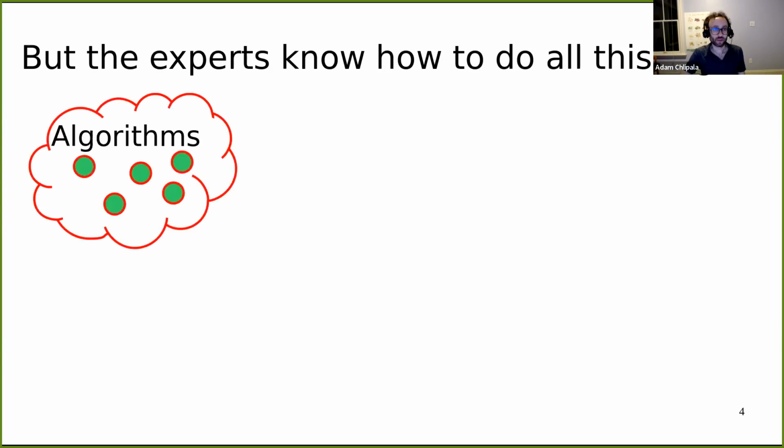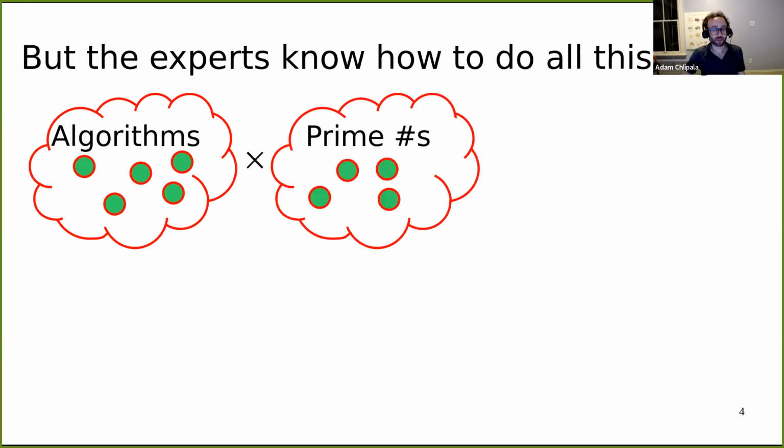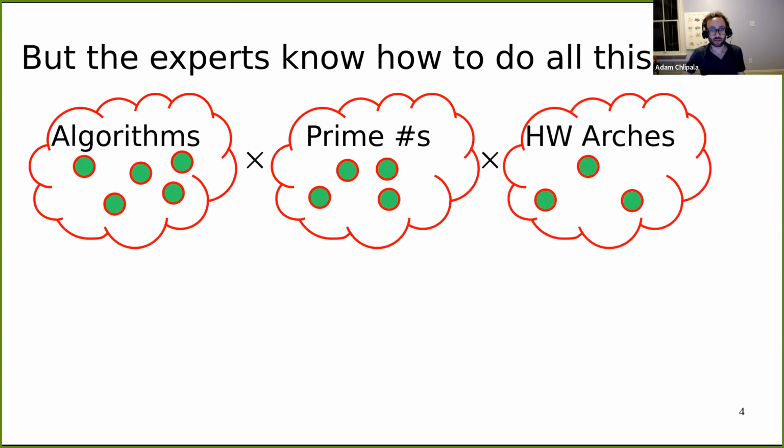Basically, in this world, there's a moderately large space of different algorithms that matter for different cryptographic standards. And there's a smaller but still non-trivial set of different prime numbers, large prime numbers, that are used as moduli of arithmetic in different standards. And then there's a smaller still, but still non-trivial set of different categories of hardware architectures that really deserve different implementation strategies to get good performance.